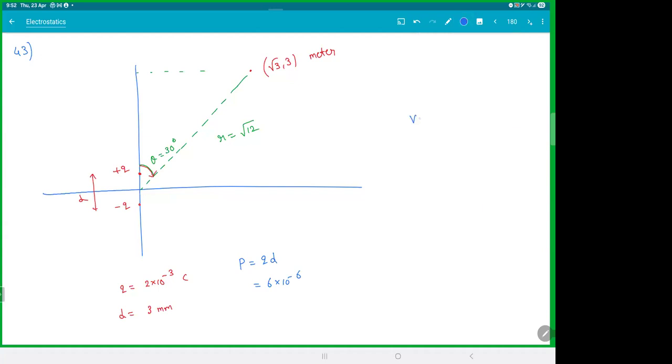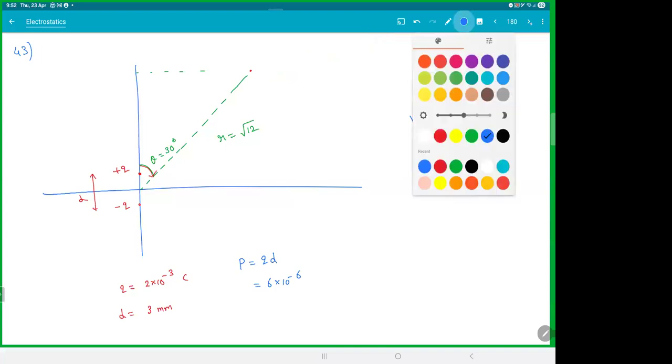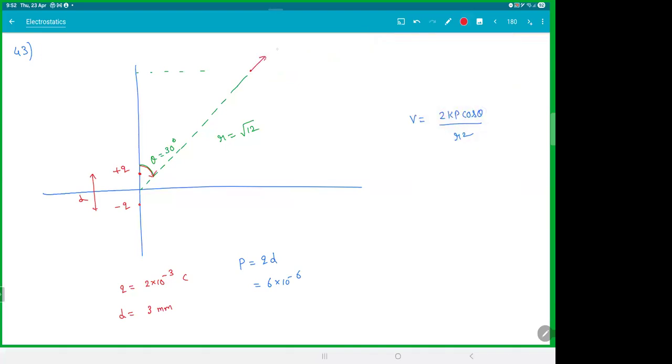So you want the potential V is equal to 2 kp cos theta by r square. You know everything there. You want the field, which will have two components. One is this component, which is 2 kp cos theta by r square. The other component, remember, should be in the direction of theta. That should be in this direction. Kp sine theta by r cube.